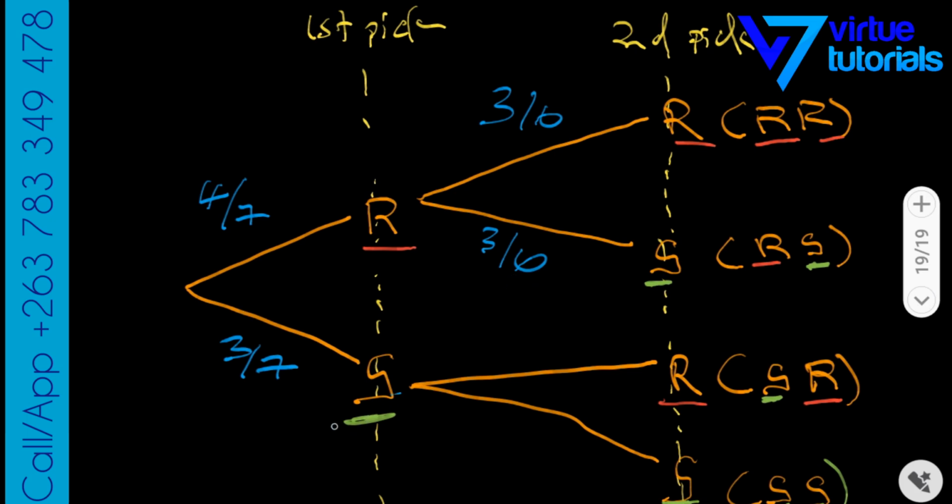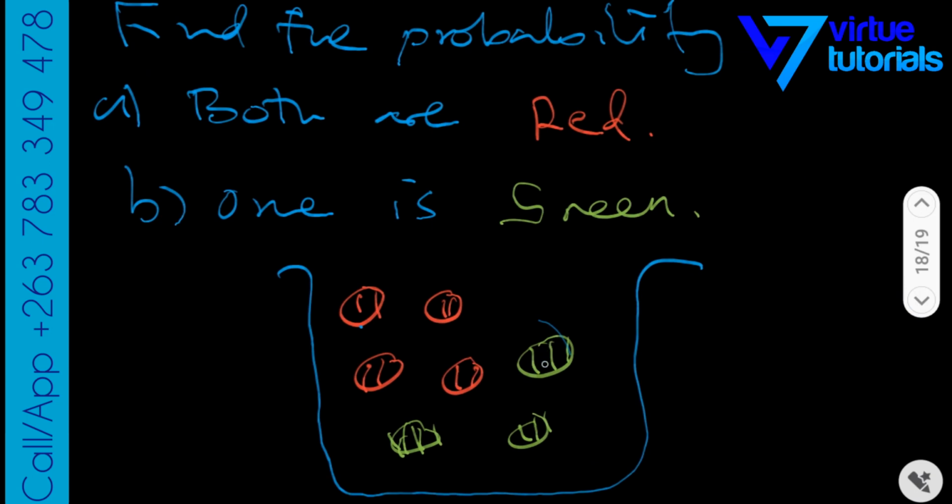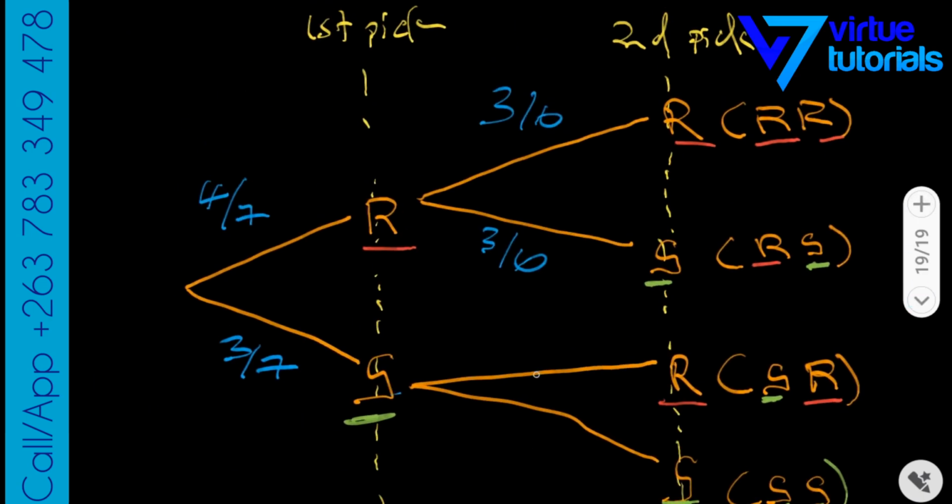Now let's look at a situation where the first pick is not red, but is green. If the first pick is green, it means one of these green balls goes missing, leaving us with 2 green and 4 red. So if there's 2 green, 4 red, the probability of picking red is 4 over 6. The probability of picking green is 2 over 6. So this is what the tree diagram looks like when it's complete. But now let's go to the questions.